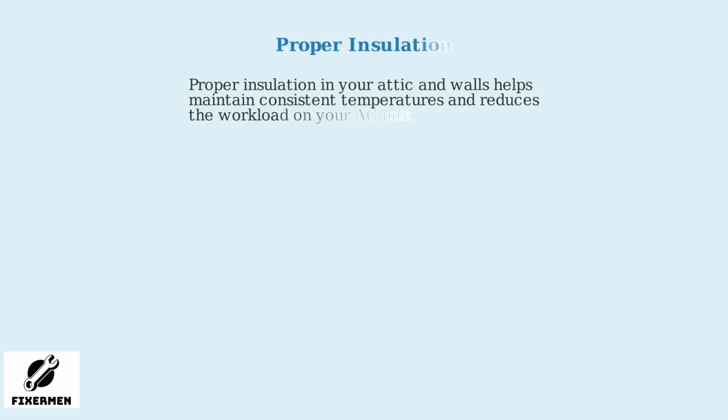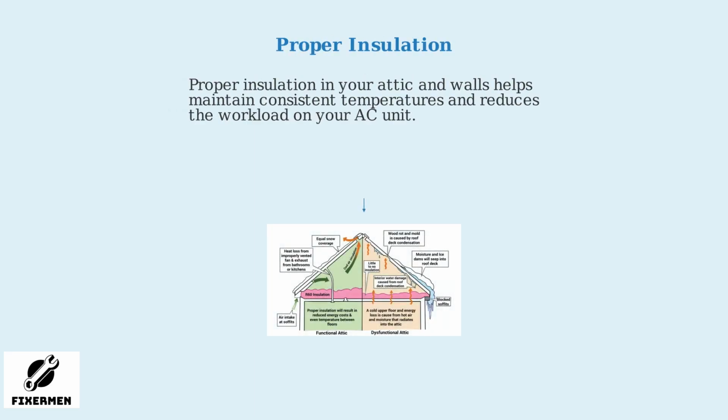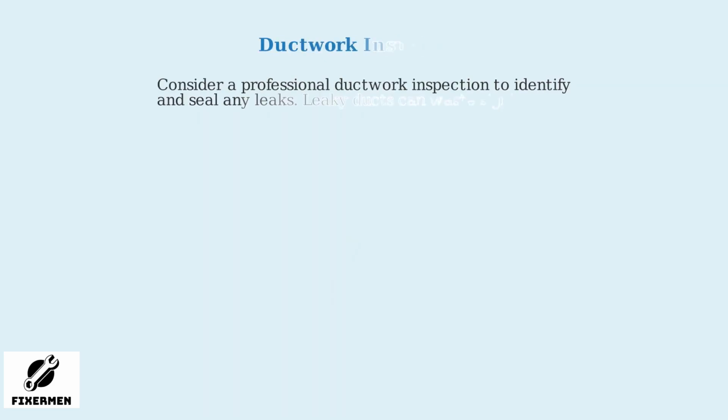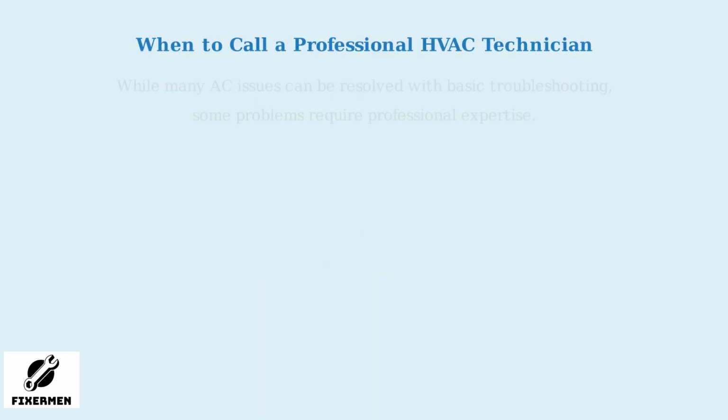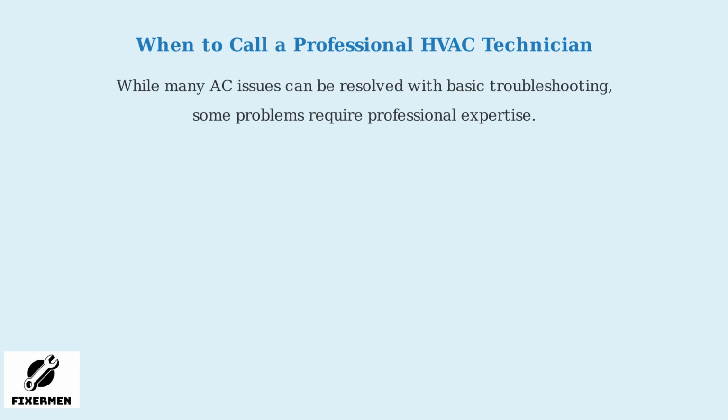Proper insulation in your attic and walls is crucial for maintaining consistent indoor temperatures. Good insulation prevents heat transfer, reducing the strain on your AC system and improving overall energy efficiency. Finally, consider having a professional inspect your ductwork for leaks. Leaky ducts can waste a significant amount of energy as cooled air escapes before reaching your living spaces, making your AC less effective.